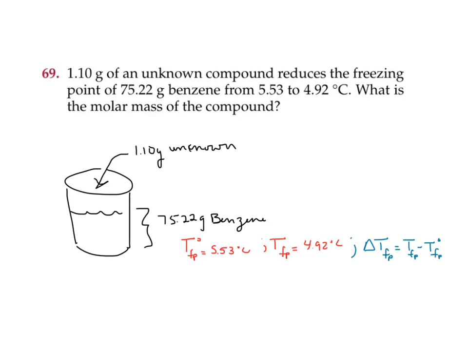This basically is what we just did. It gives you the mass of an unknown, and it says that your solvent is benzene. It gives that mass, and it says that benzene usually freezes at 5.53 degrees Celsius, but in this case it froze at a depressed temperature of 4.92 degrees Celsius, and you're supposed to come up with the molar mass of the unknown.